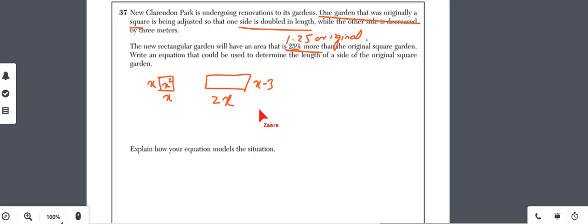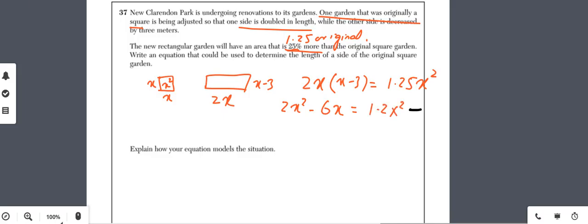Write an equation that could be used to determine the length of one side of the original square garden. So it would be 2x times x minus 3. This is the formula for the area of a rectangle. That equals 1.25 times x squared, because it is 25% more than the original. Clear? If we simplify it, we get 2x squared minus 6x equals 1.25x squared.